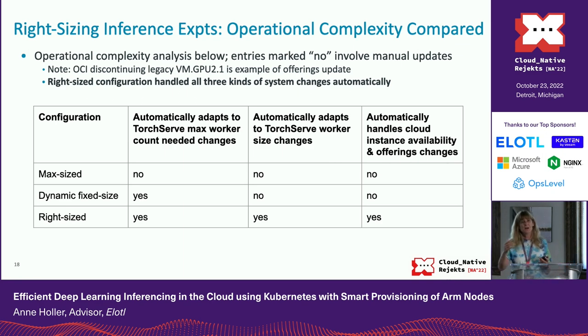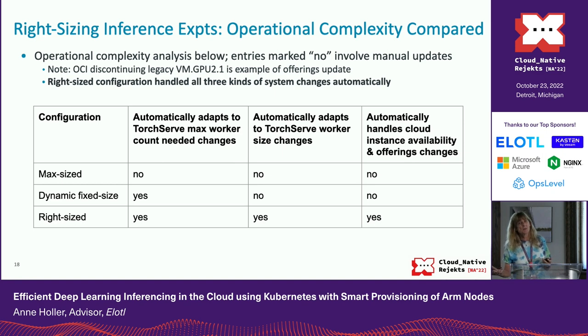Either way, we want to change the max replicas in TorchServe. So for both the right-sized and the dynamic fixed size, this kind of change would automatically be handled by the lower level infrastructure. So there's no operational complexity in the stack for this kind of change. Whereas if you were configuring the Kubernetes cluster for max size, if you change the peak load and how many workers you want for that load, you actually manually have to go and change that Kubernetes cluster setup.